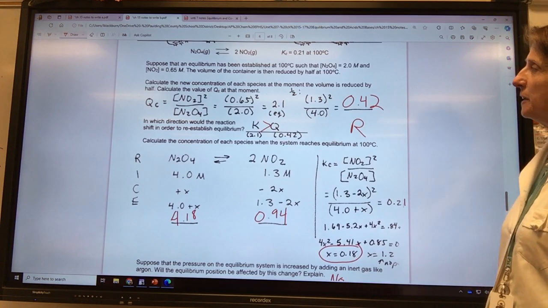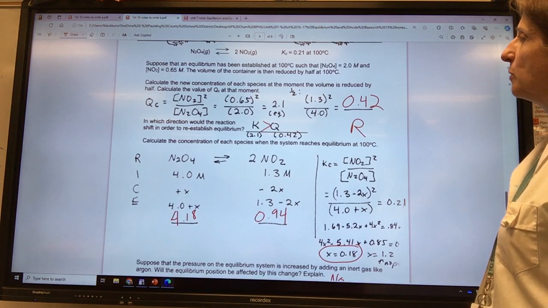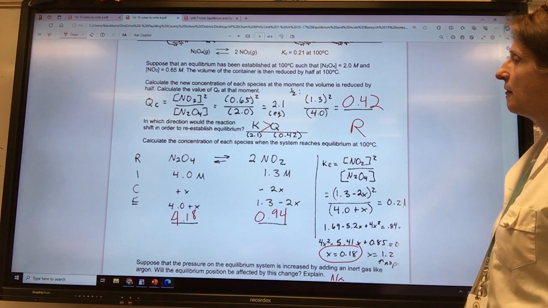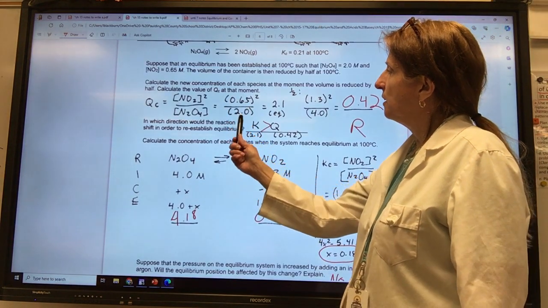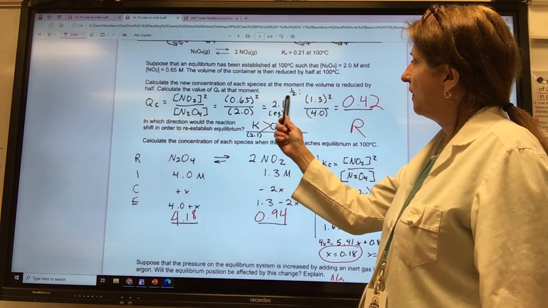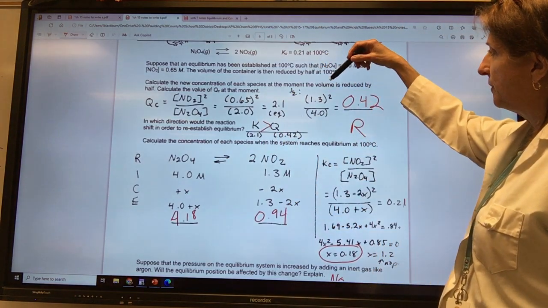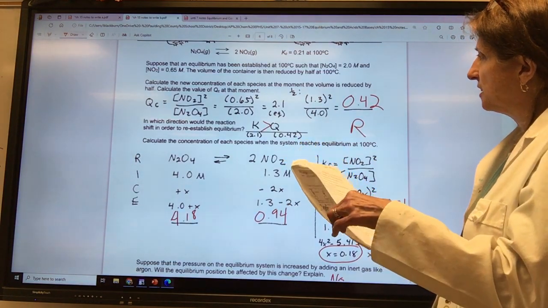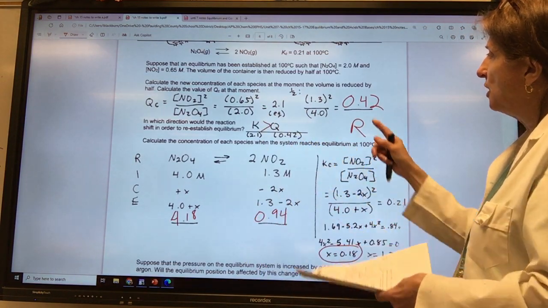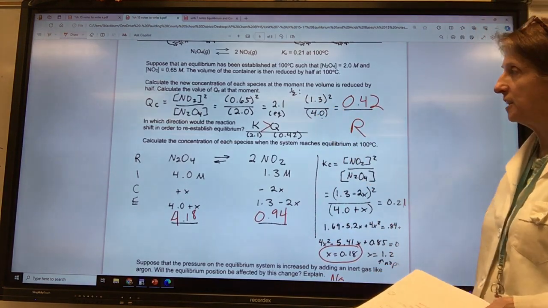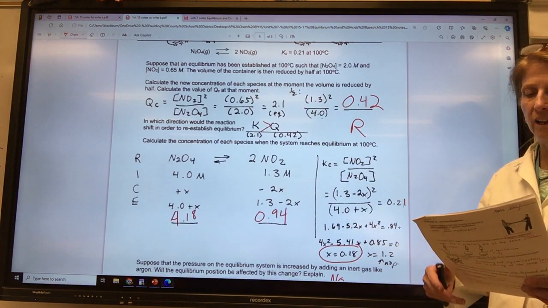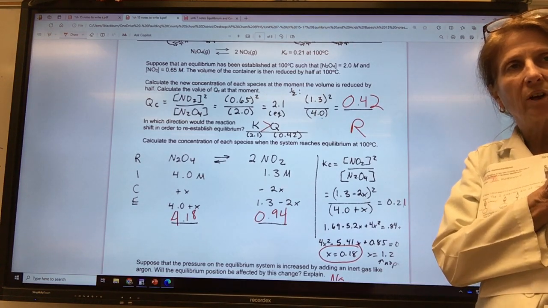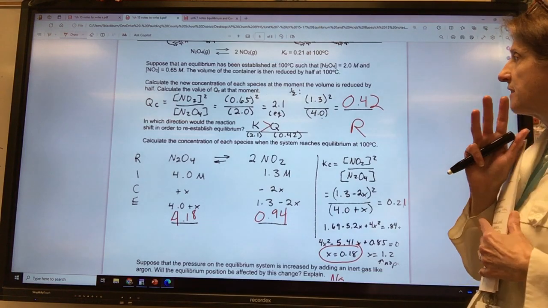Suppose equilibrium has been established with 2 moles and 0.65 moles. The volume is reduced by half. So here is what it was, 2 and 0.65. But then it's reduced by half, and when it's reduced by half, it is going to double the concentrations. Okay? That makes sense. You have a container, you squish it down, it's going to be more concentrated, right? You just think about it.